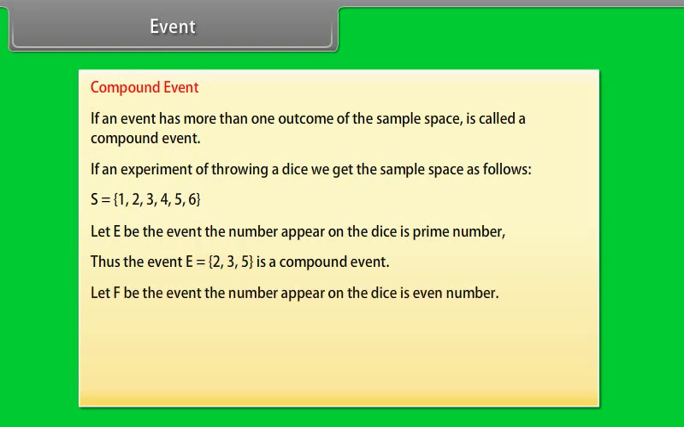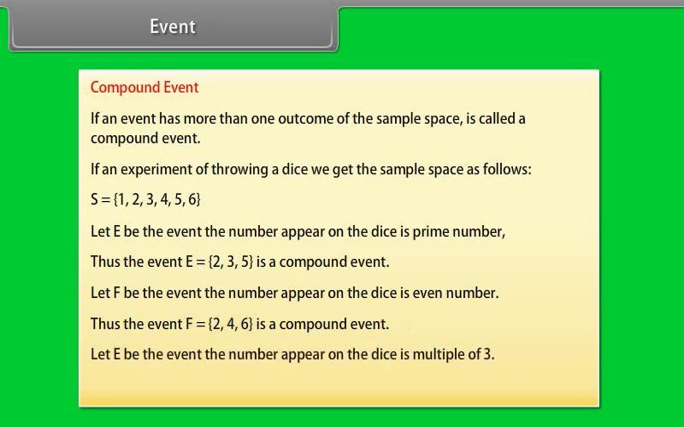Let F be the event the number appearing on the dice is an even number. Thus the event F is equal to {2, 4, 6}, a compound event. Let E be the event the number appearing on the dice is a multiple of 3. Thus the event E is equal to {3, 6}, a compound event.